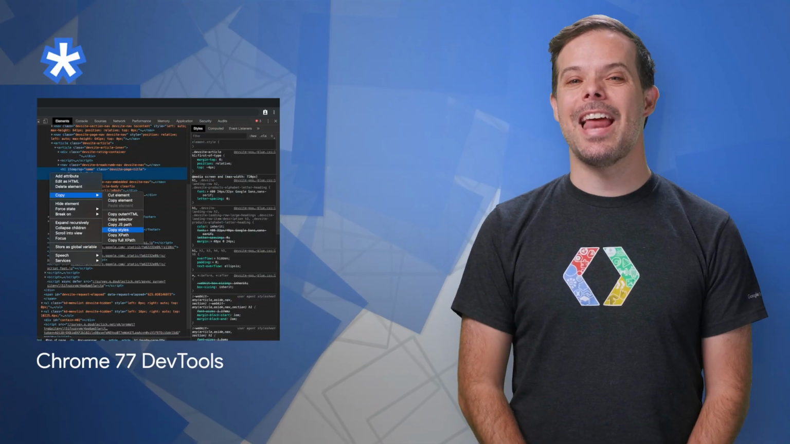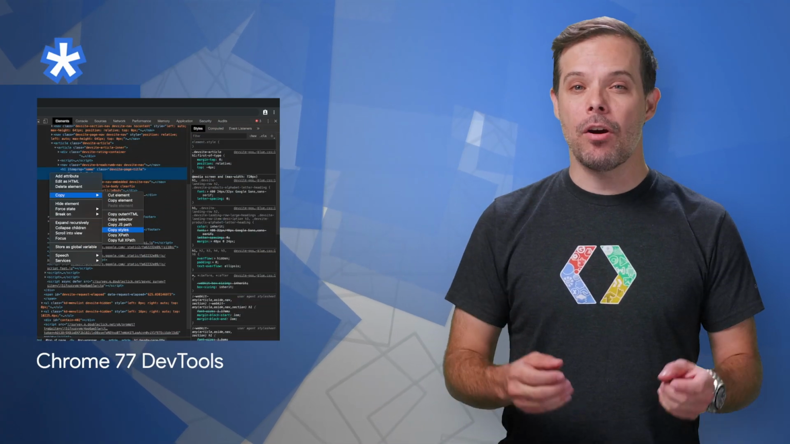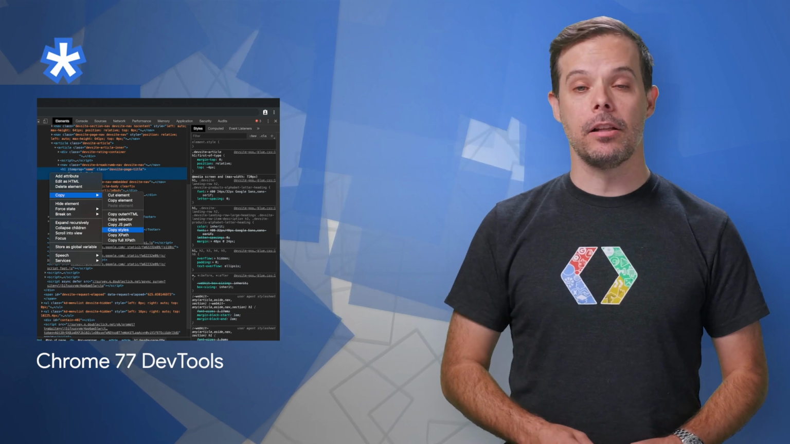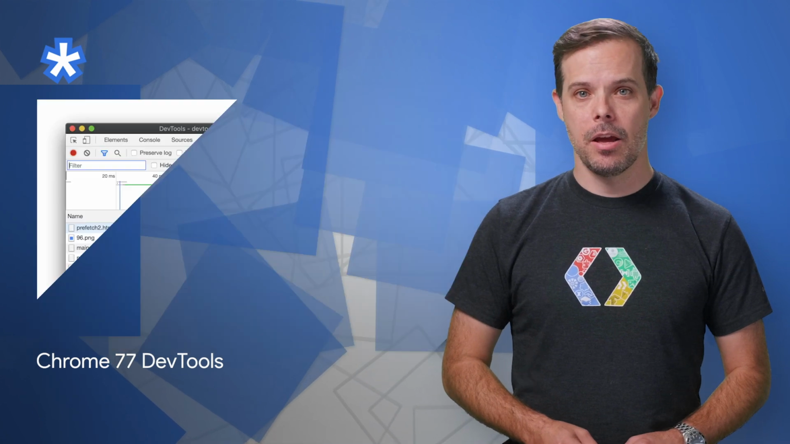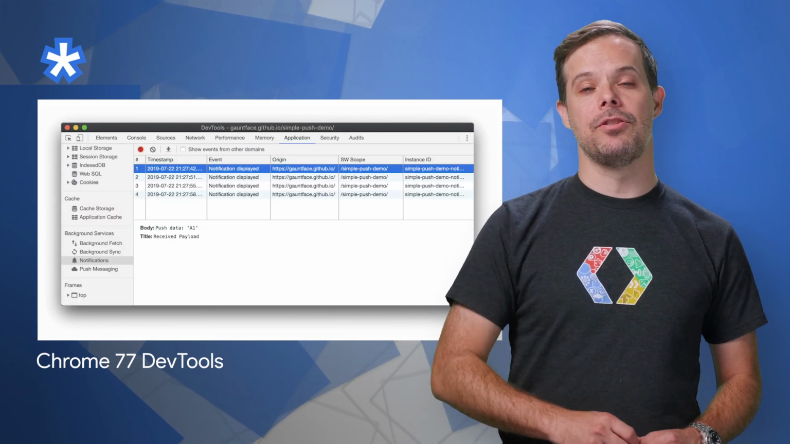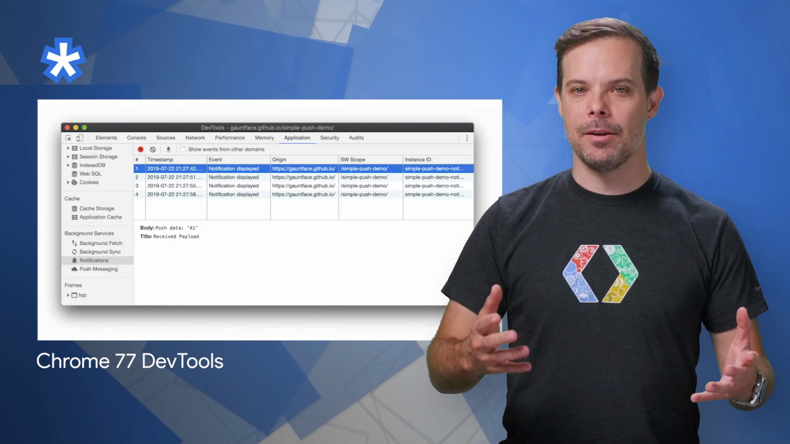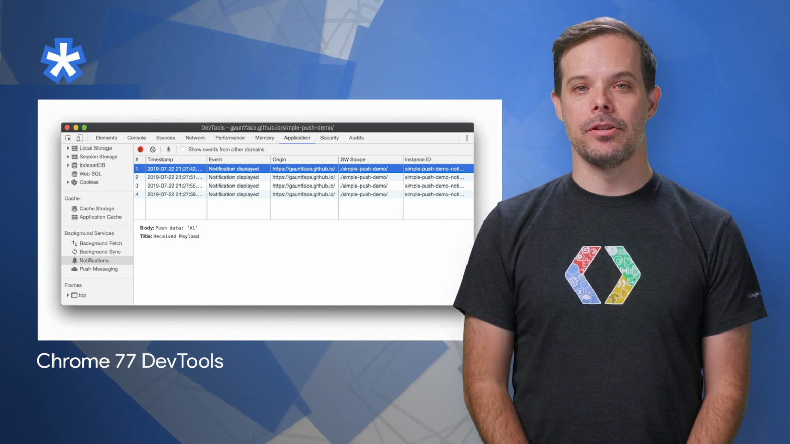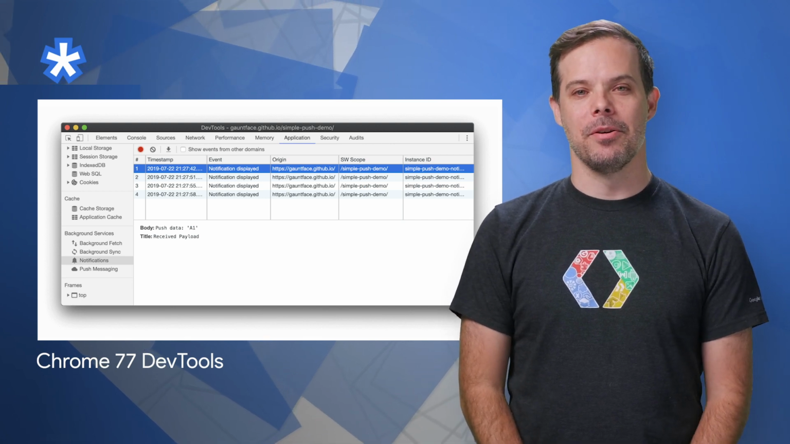Chrome 77 is now available in the dev channel, and there are a bunch of DevTools updates, including OS theme syncing, prefetch cache in the network panel, notifications and push messages in the application panel, and more. For all the details, including screenshots and links, head on over to the post.